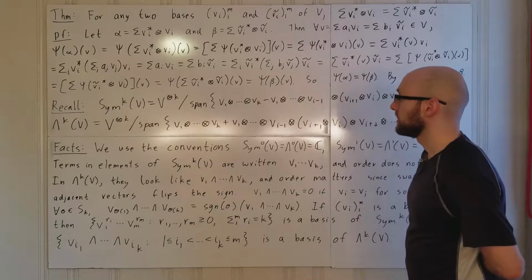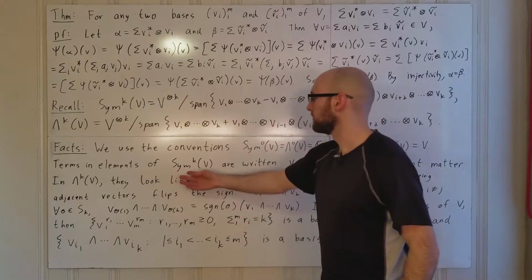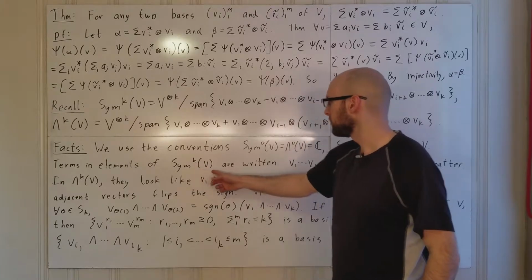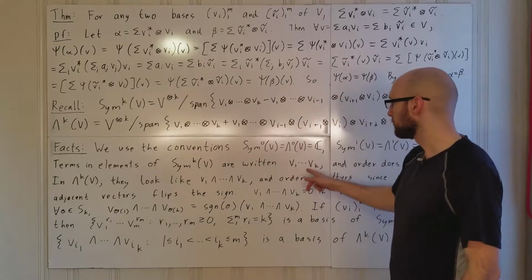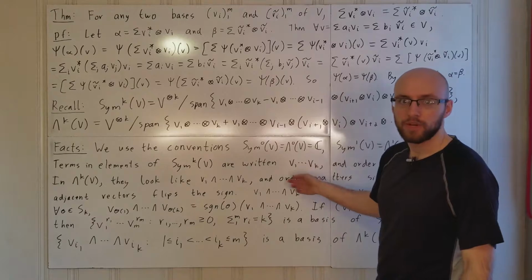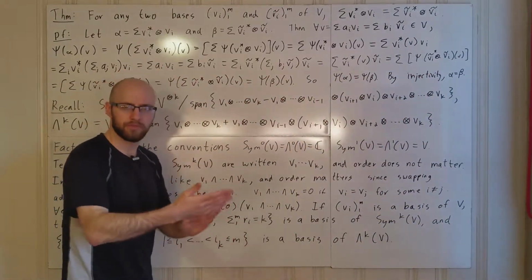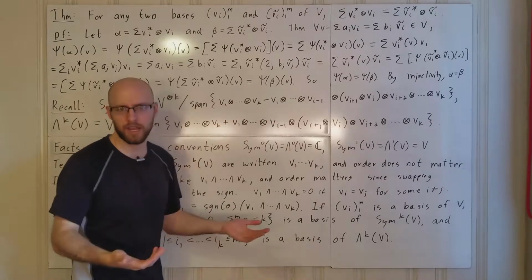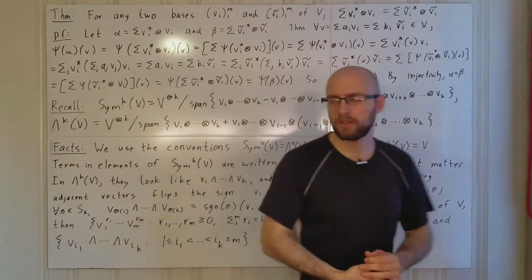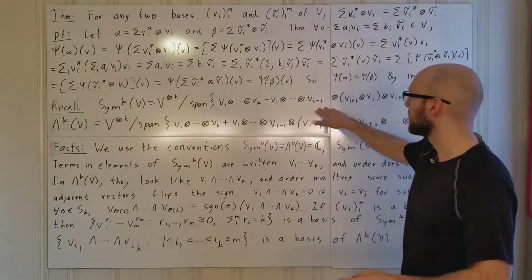That's why you can write elements of the symmetric product as just V1 through Vk, in which order does not matter. And the reason order doesn't matter is because you can flop any of them around and it doesn't change the element, because that is guaranteed by this quotient.